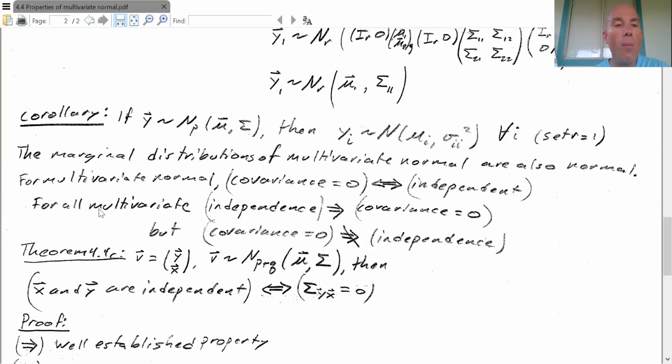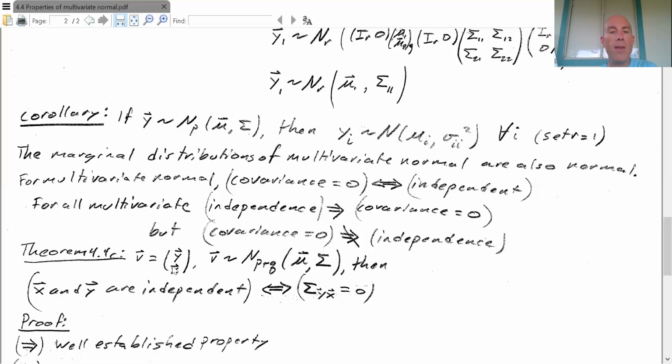All right, so for every single multivariate distribution, independence implies covariance equals 0. But the converse is not true. Covariance equal to 0 does not imply independence unless we're dealing with a normal distribution and a few other special cases. All right, so let's go ahead and take a look at the next theorem.